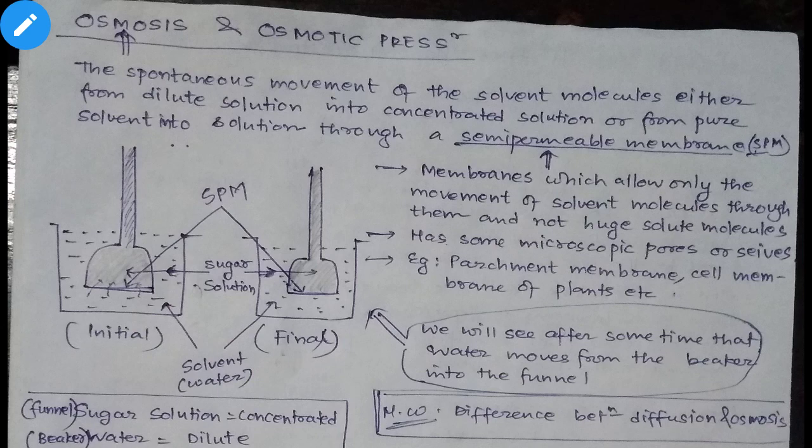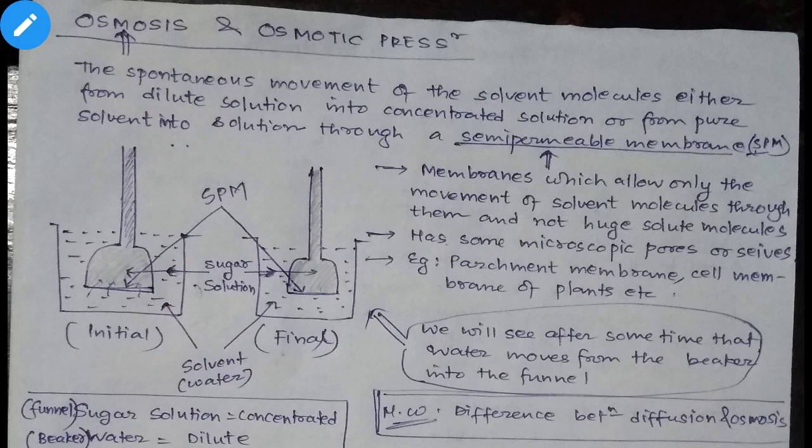See, the definition of osmosis is that in osmosis there is movement of the solvent molecules, the pure solvent molecules. You just focus on my words. So osmosis is nothing but the movement of the pure solvent molecules into the solution. The movement of the pure solvent molecules from the solvent side to the solution side through a semi permeable membrane is known as osmosis.